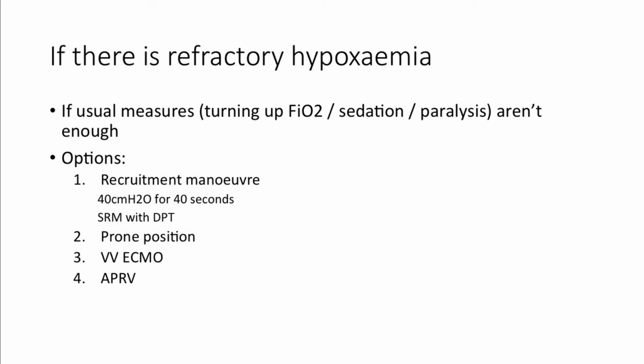It can cause significant hemodynamic upset. A staircase recruitment manoeuvre is designed to avoid that to some extent by taking a more progressive approach. And then the decremental PEEP trial is about finding the best PEEP for that patient at that time. Prone positioning, ECMO and APRV, so we'll talk about some of them.